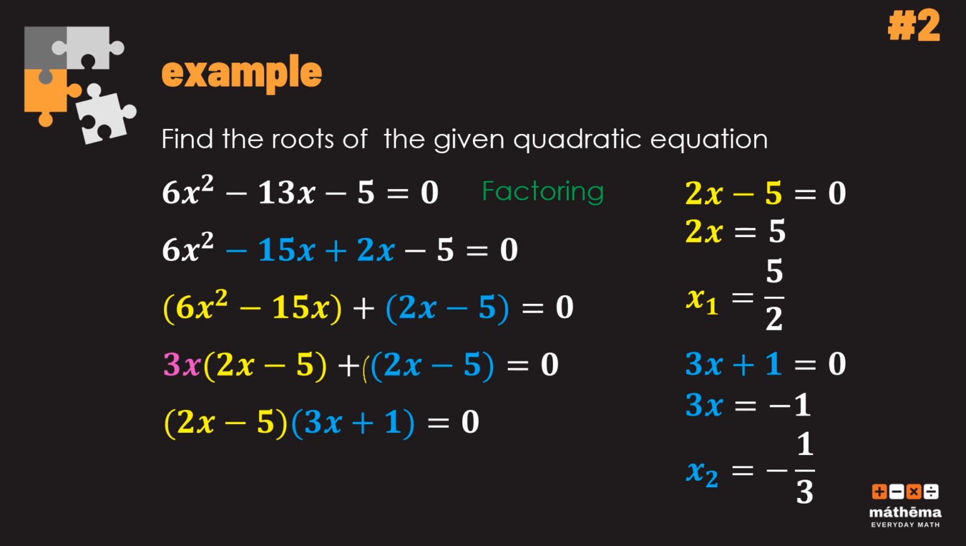We have negative 1/3, and then we have positive 5 over 2. So as we solve for the quadratic roots using the different methods, we should expect that we will always end up with these two values, 5 over 2 and negative 1/3. So again, this is for the factoring.